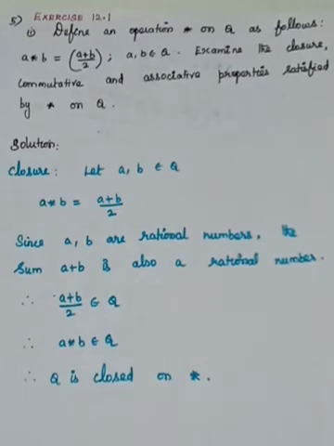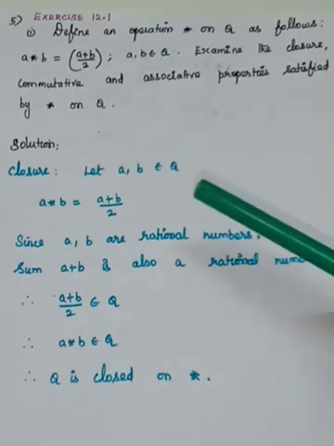Good morning students. Exercise 12.1, fifth problem, first subdivision. Define an operation asterisk on Q as follows: A asterisk B is equal to (A plus B) by 2, where A, B belongs to Q. Examine the closure, commutative and associative properties satisfied by asterisk on Q.